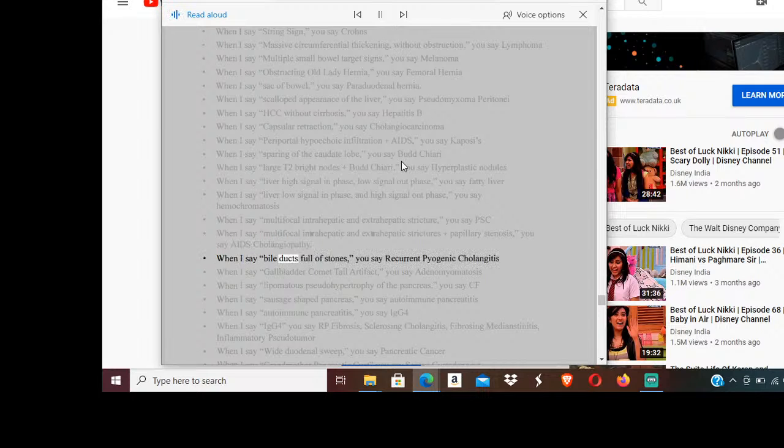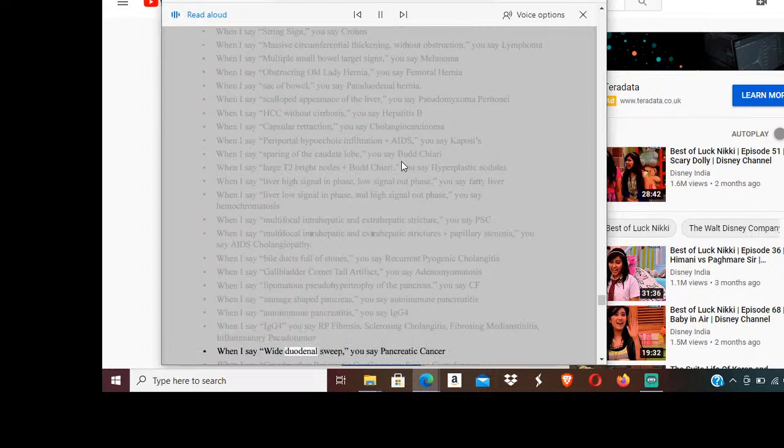When I say bile ducts full of stones, you say recurrent pyogenic cholangitis. When I say gallbladder comet tail artifact, you say adenomyomatosis. When I say lipomatous pseudohypertrophy of the pancreas, you say CF. When I say sausage-shaped pancreas, you say autoimmune pancreatitis. When I say autoimmune pancreatitis, you say IgG4. When I say IgG4, you say RP fibrosis, sclerosing cholangitis, fibrosing mediastinitis, inflammatory pseudotumor.